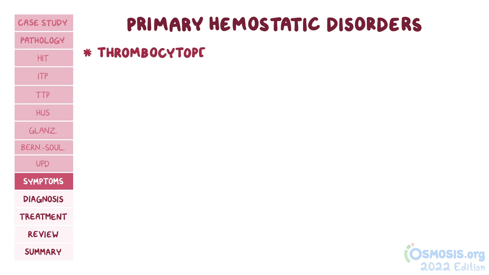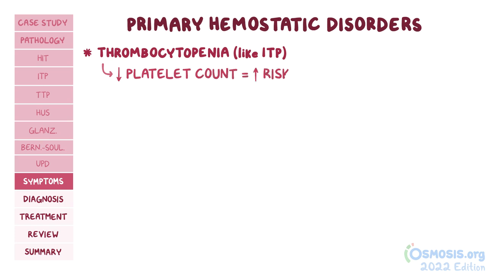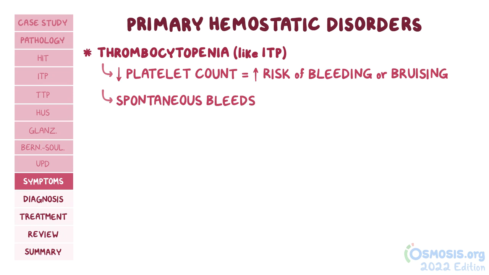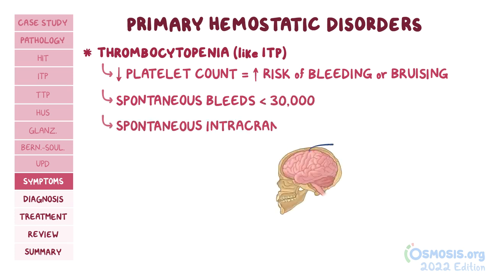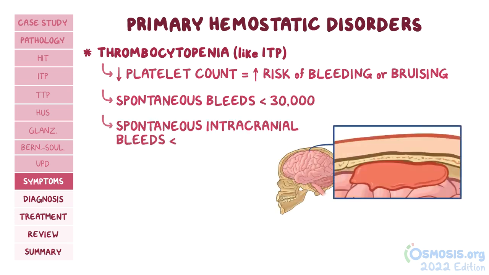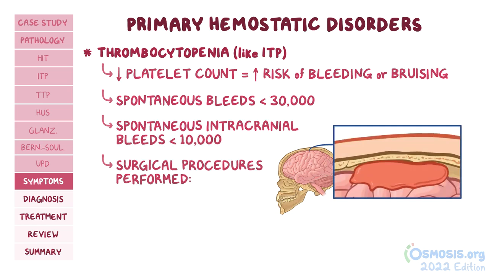Now, when there's thrombocytopenia, like in ITP, the lower the platelet count, the higher the risk of bleeding or bruising. Spontaneous bleeds start to happen when the platelet count falls below 30,000, with spontaneous intracranial bleeds developing when the platelet count falls below 10,000. Finally, most surgical procedures can be performed as long as the platelet count is above 50,000.